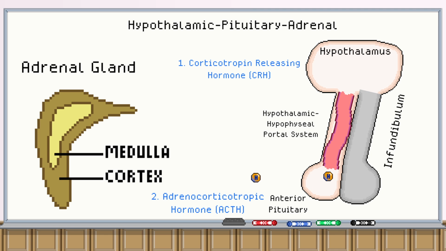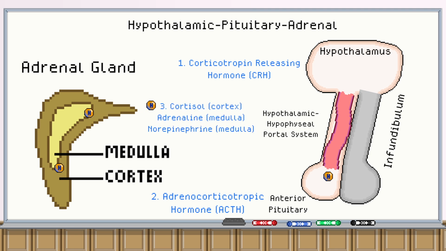When corticotropin-releasing hormone, or CRH, arrives at the anterior pituitary, it tells the anterior pituitary to release adrenocorticotropic hormone, or ACTH. ACTH then travels through the bloodstream to the adrenal glands. When ACTH, or adrenocorticotropic hormone, arrives at the adrenal gland, it secretes cortisol from the adrenal cortex and adrenaline and norepinephrine from the adrenal medulla.